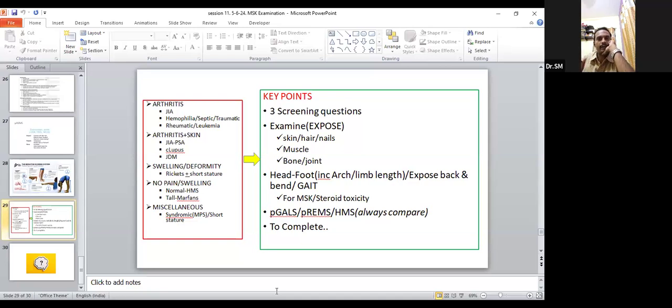If you have only swelling, no pain, no skin lesions, only deformity and swelling, think of rickets and skeletal dysplasias. If there's a short stature, again, strongly think of rickets and skeletal dysplasias. No pain, no swelling, normal stature, it could be plain hypermobility. Tall stature, it could be Marfan's. And if you have some deformities here and there and it looks syndromic, think of any syndromic child, like mucopolysaccharidosis or any skeletal dysplasias. You can just say a syndromic child. Okay? That's enough.